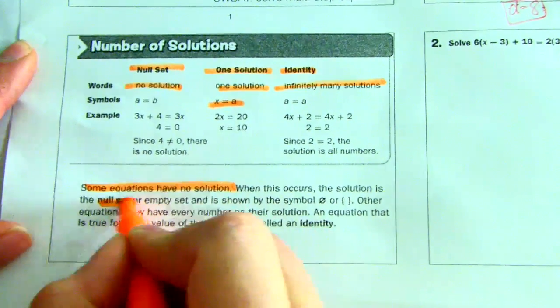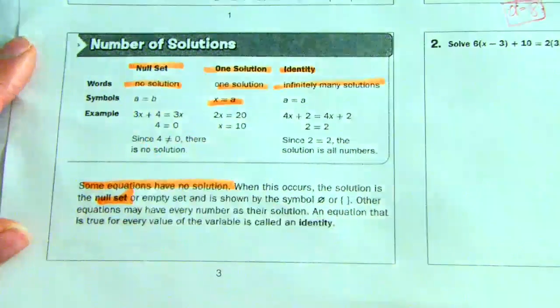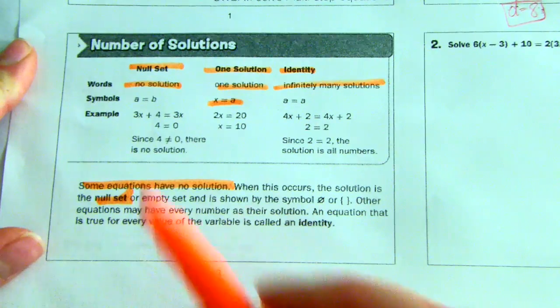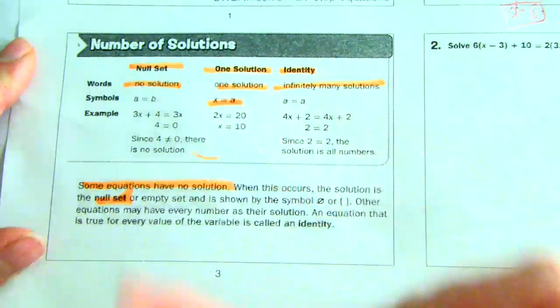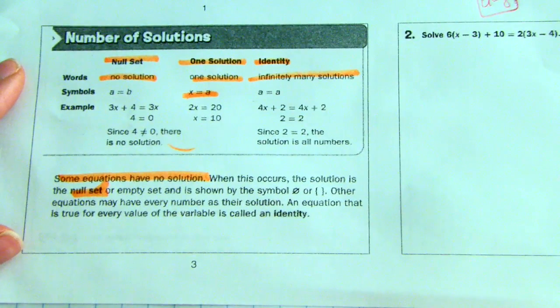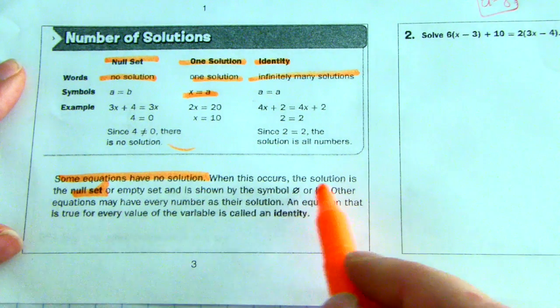So equations with no solutions are called the null set. So that kind of looks like that. And we'll go through some that solve that like that. We've been working with things with one solution up till now.